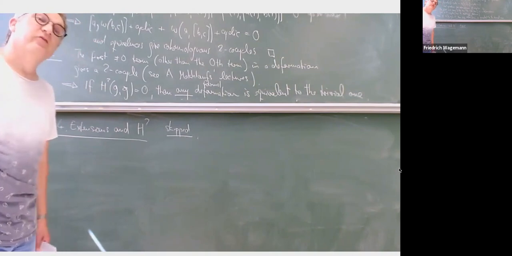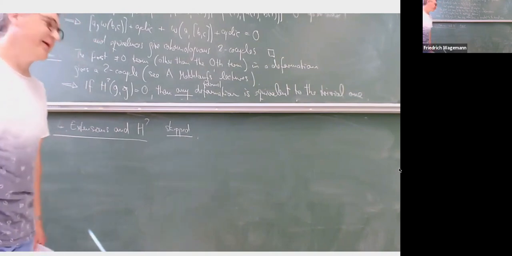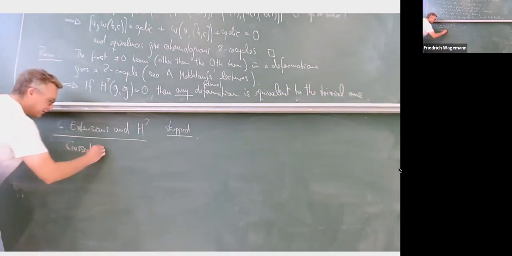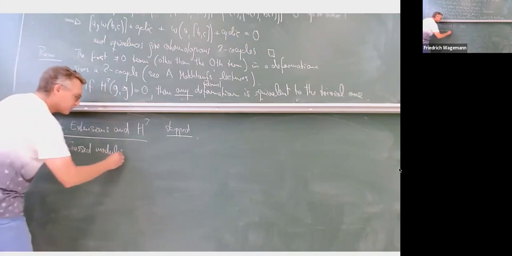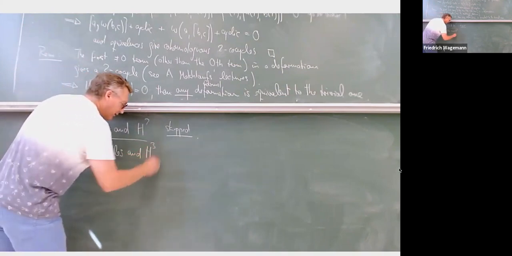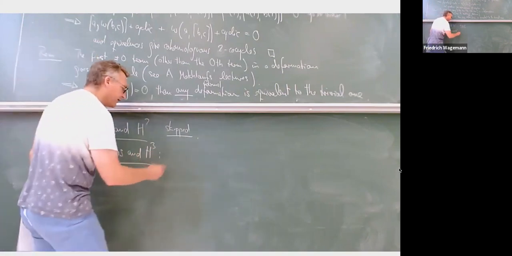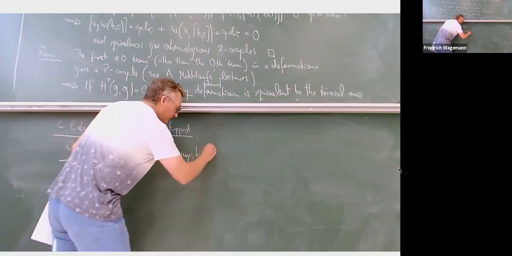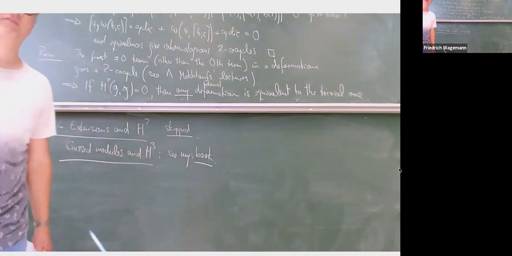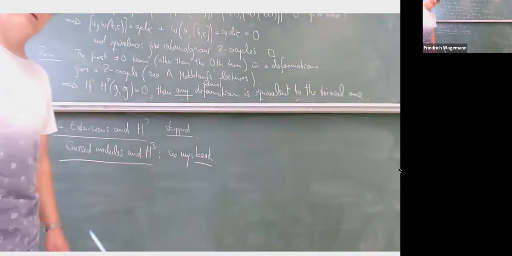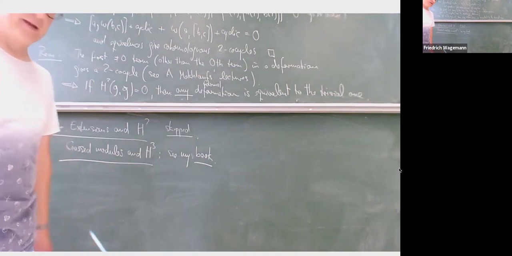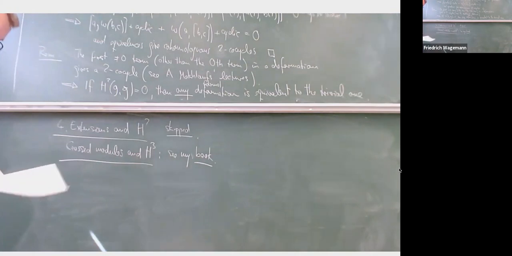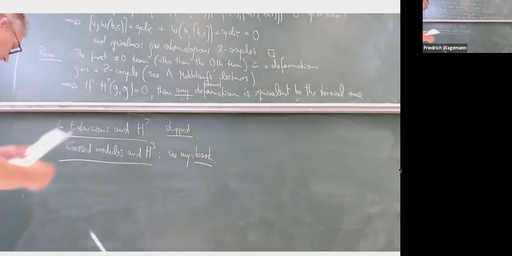Actually, there's also an interpretation of H3. H3 is related to crossed modules. And this we will not do either, but see my book. Actually, I wrote a book on crossed modules of groups, Lie algebras and associative algebras. It is on my web page, so you can just have a look at this interpretation of H3 in terms of crossed modules. Yeah, I have to speed up a little bit.